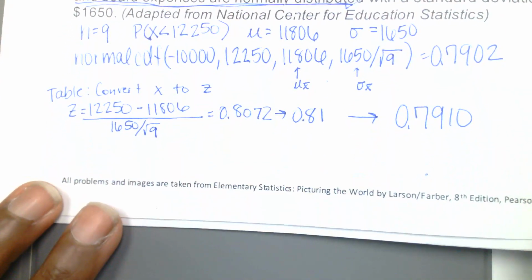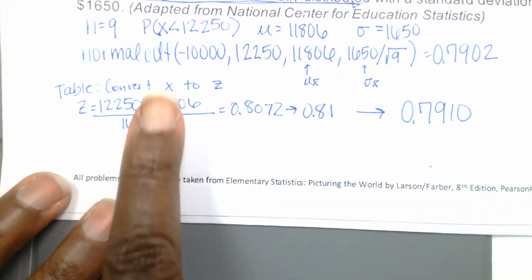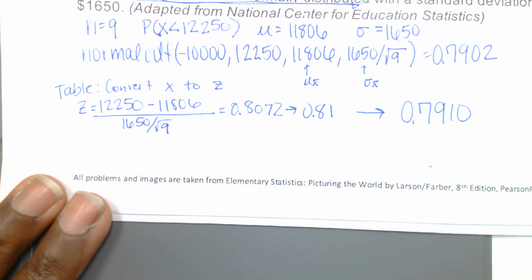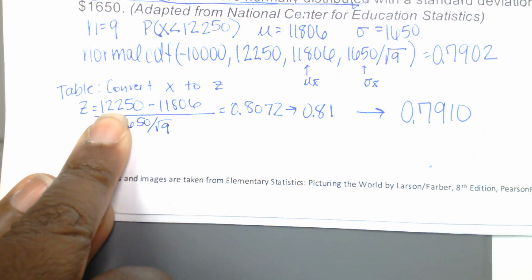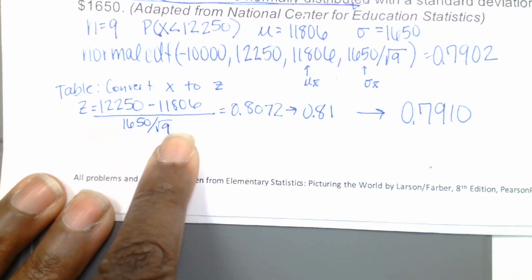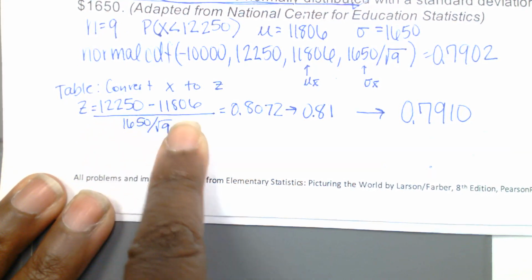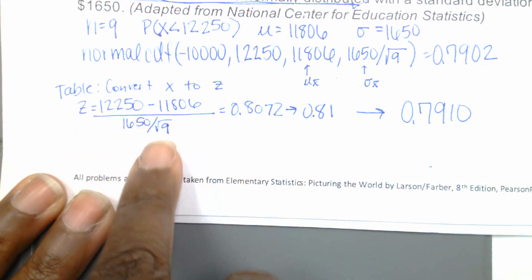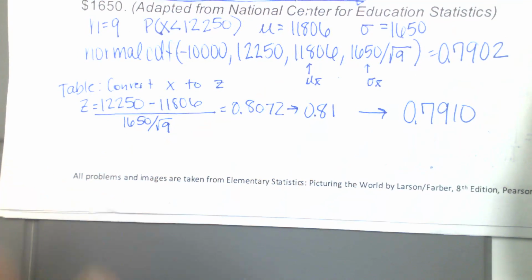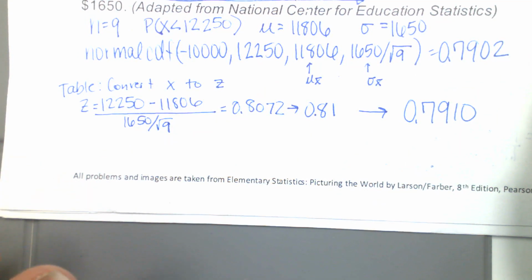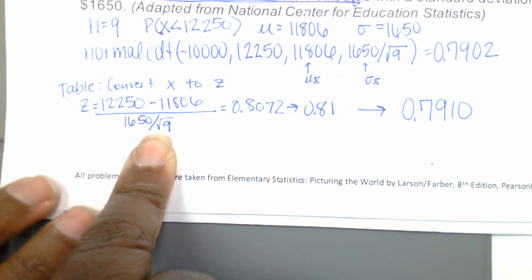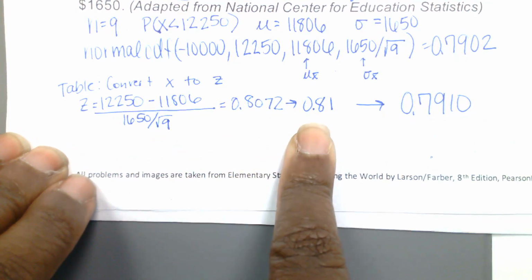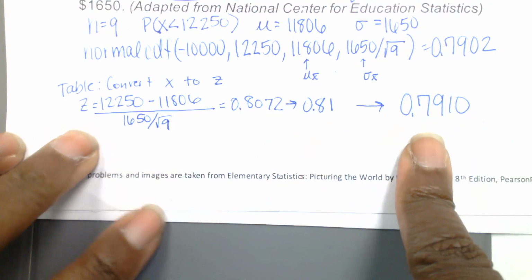If you are converting your x to z because you like that table, then you're going to have to do your x value minus your mean, divided by standard deviation. But remember, we have a standard error now because we're in a sampling distribution. So if you're given a random sample, you have to check it, and it's the last thing that you use. So that's your z. When you go to your table, that's your answer.